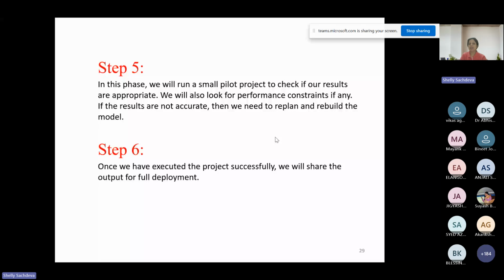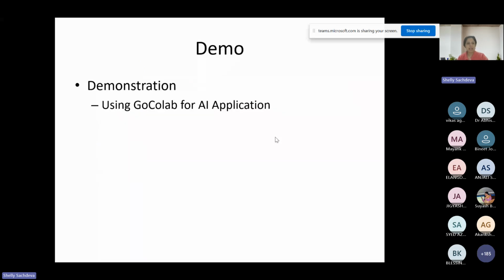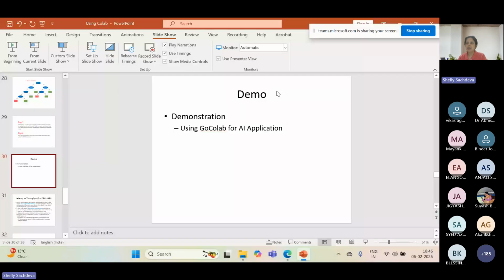Whenever I do an experiment along with my students, I usually do it with a 70-30 training and testing split. And once the project is executed successfully, you'll share the output for the full deployment. Now I'll stop the slides here and give you a demonstration. I'll show you a tutorial as well.